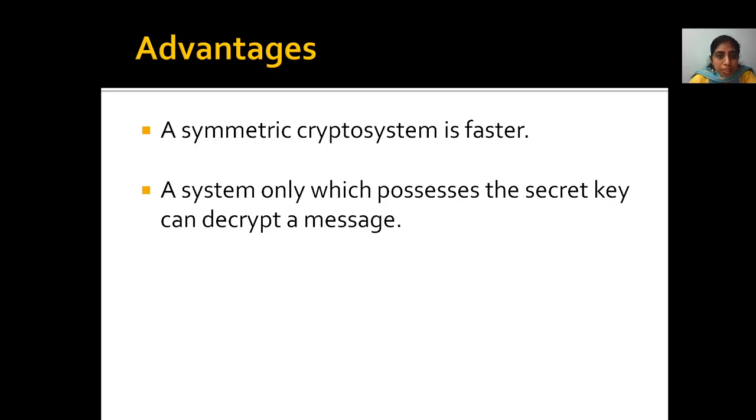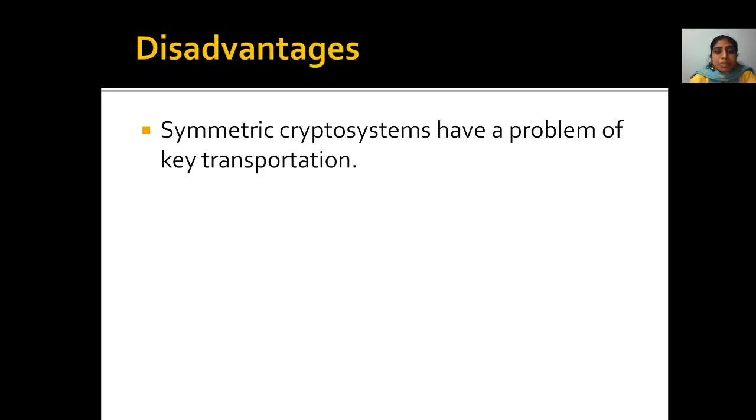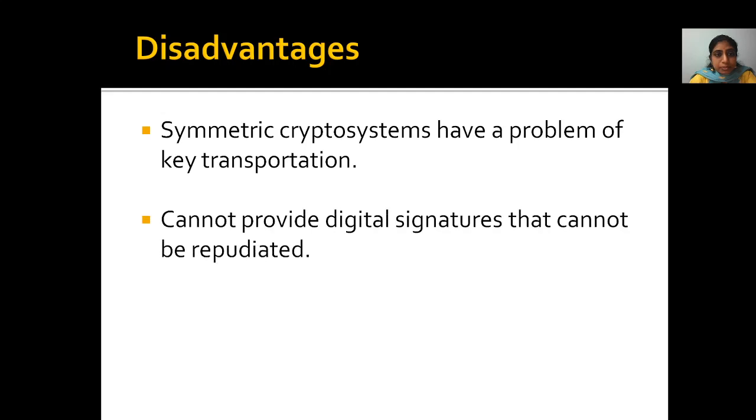The advantage of the symmetric key is that it is faster, and it possesses a secret key, and only the secret key possessor will get to decrypt that particular message. What are the disadvantages of the symmetric key? Symmetric key cryptography has a problem of key transportation and cannot provide a digital signature that cannot be repudiated. Repudiation is when the receiver who has received a particular message cannot deny the message that is sent by the sender.